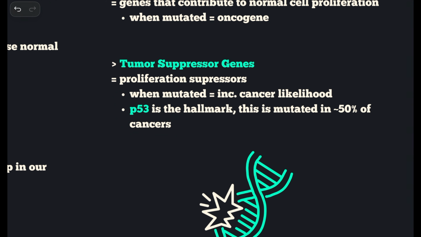P53 is a hallmark tumor suppressor gene that is mutated in over 50% of cancers. It is a real smoking gun. Okay, so not concerned with the number, but just know if this is mutated, your cancer likelihood just went up by a substantial amount.